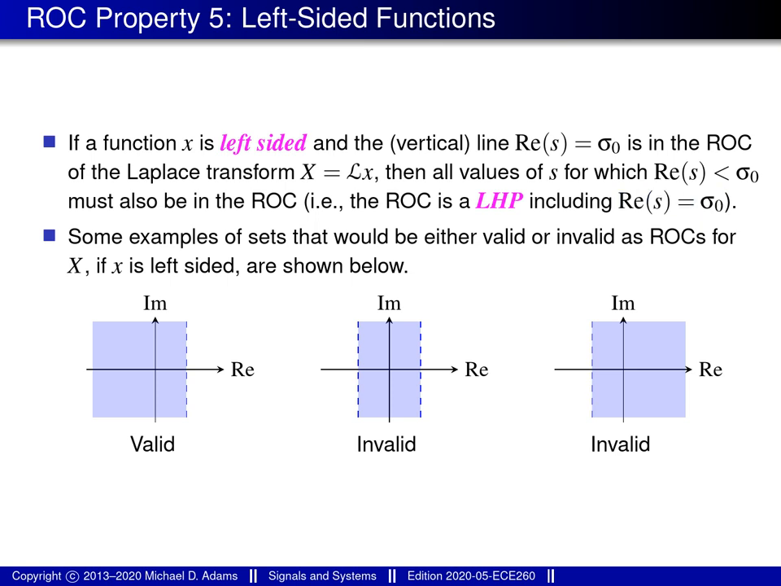At the bottom of the slide are three figures, each showing a set in the complex plane. Let's consider if each of these sets would constitute a valid region of convergence for the Laplace transform of a function that is left-sided but not right-sided. The set shown in the leftmost figure is a valid region of convergence, since this set is a left half plane. The sets shown in the middle and rightmost figures are not valid regions of convergence, since they are not left half planes, and the region of convergence of a left-sided but not right-sided function must be a left half plane.